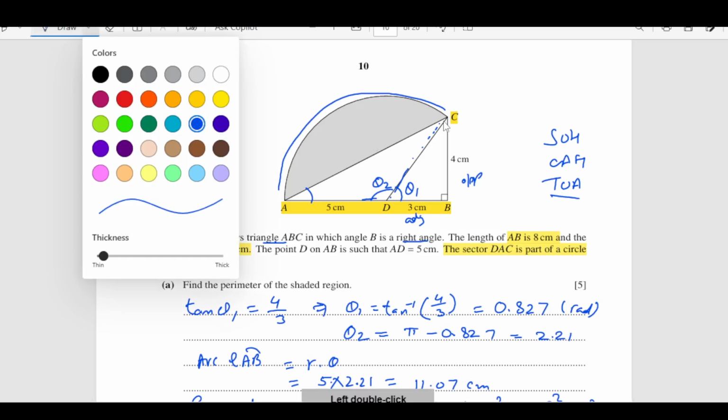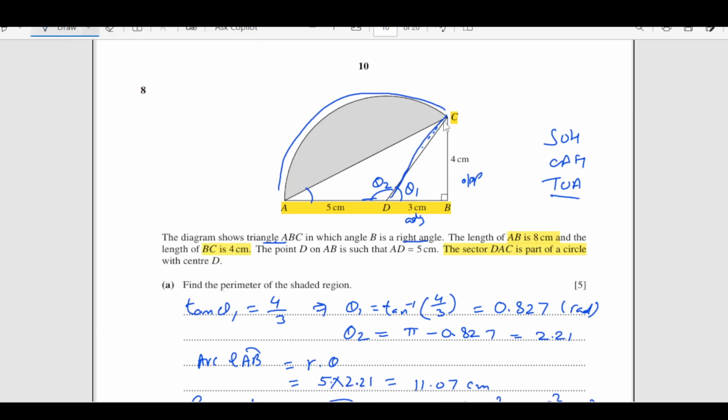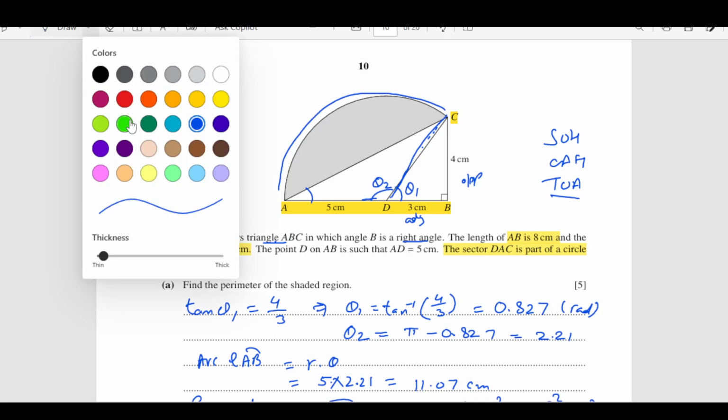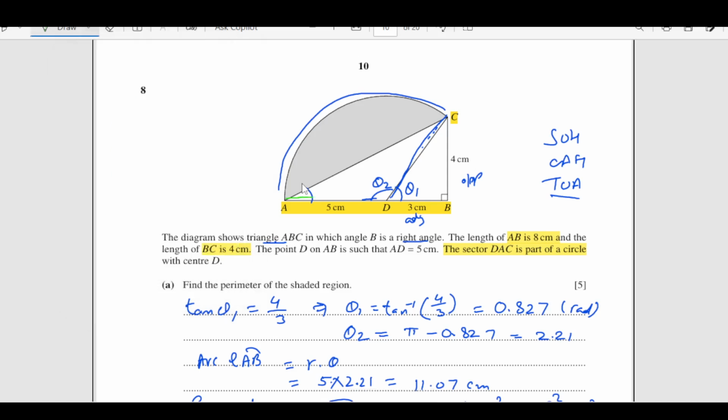If we take this part from here to here, right, and then we subtract the area of this triangle, then we are going to have this shaded part, right. So let's do that one.